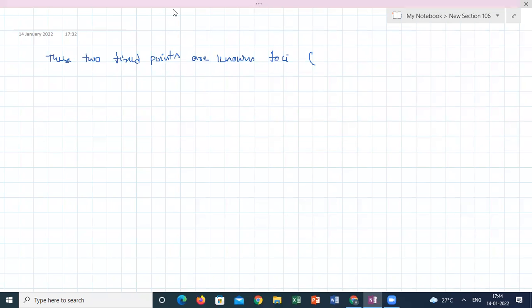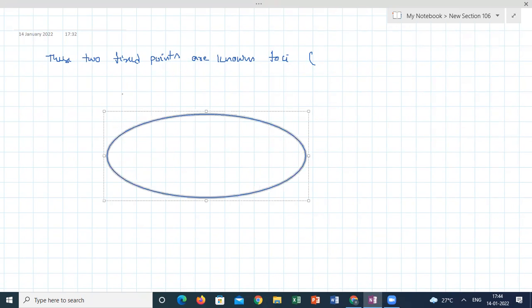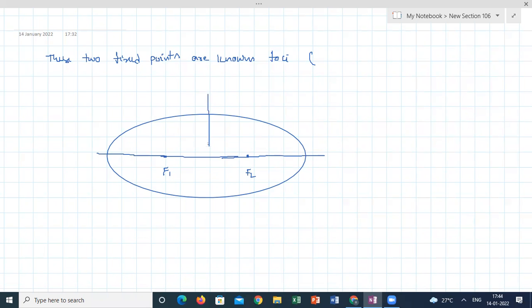So if I'm taking an ellipse, what are the different parts of the ellipse? As of now, we know that any point on the ellipse, the collection of all the points, is such that the sum of distances from two fixed points is constant. These are the two fixed points I'm calling F1 and F2, called foci. The line joining these two fixed points is called the axis of the ellipse. There are two axes here: one is the major axis and the other is the minor axis.